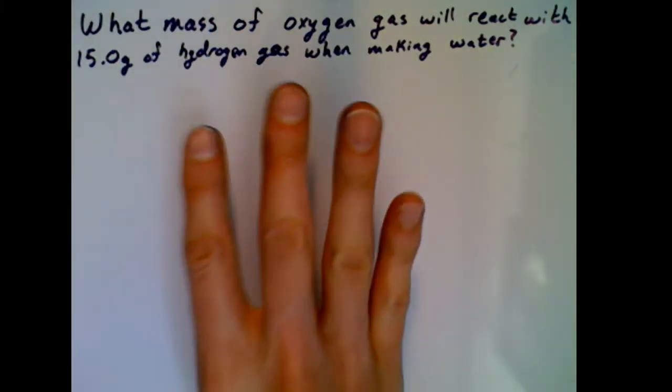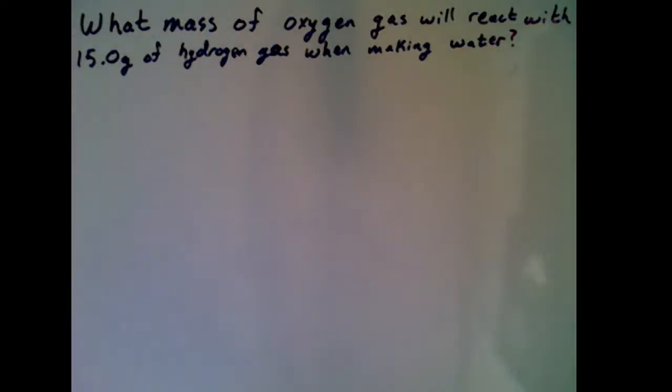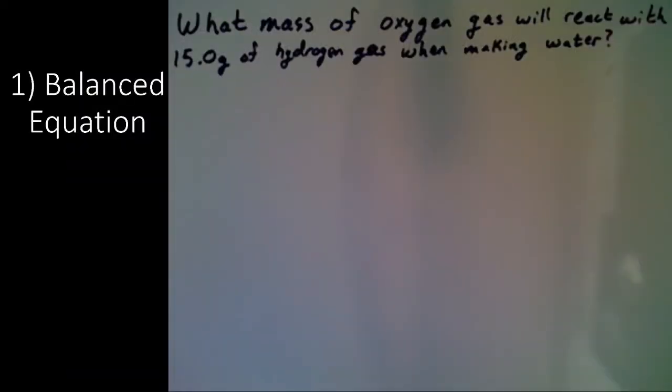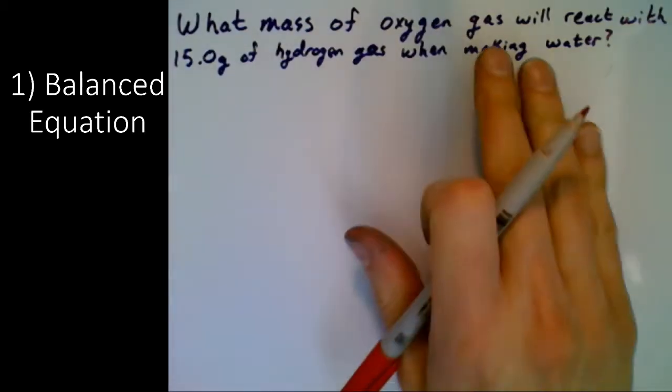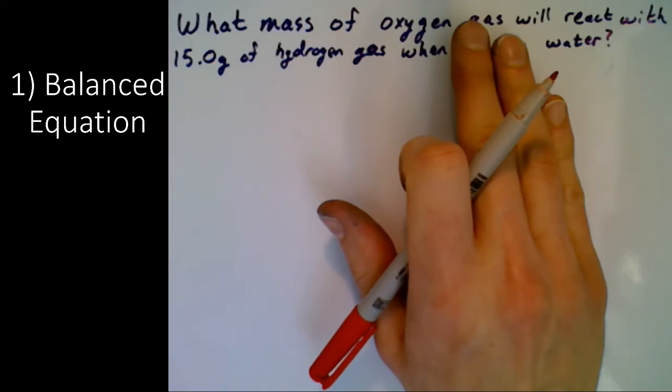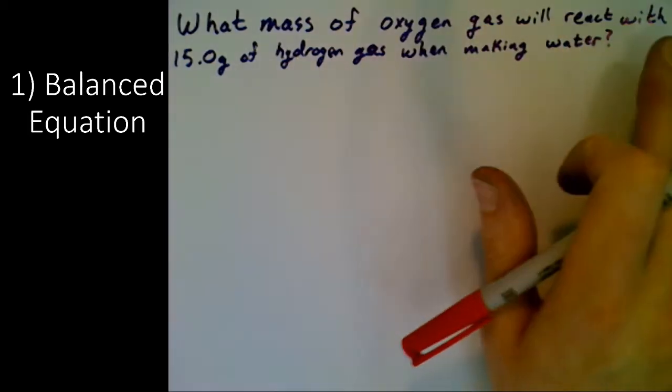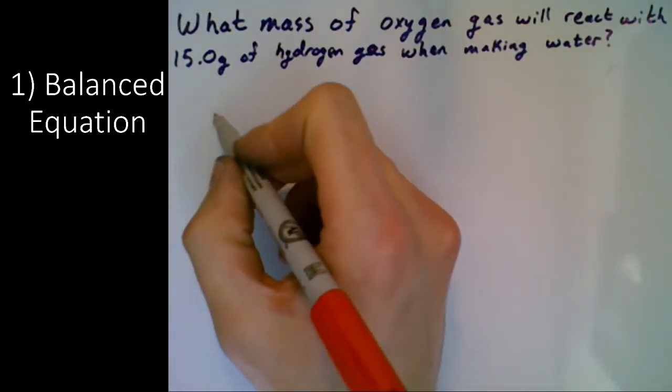So I mentioned that I have 4 steps that we need to follow in order to do stoichiometry. So step 1, we need a balanced equation. In order to do stoichiometry well, we need to write a balanced equation to learn the relationships between those amounts of things. So let's start with that. We need to read through this question and figure out what's going on. What mass of oxygen gas will react with hydrogen gas?